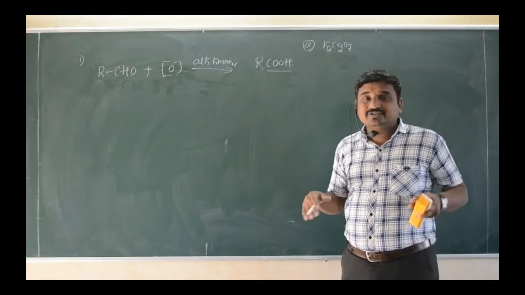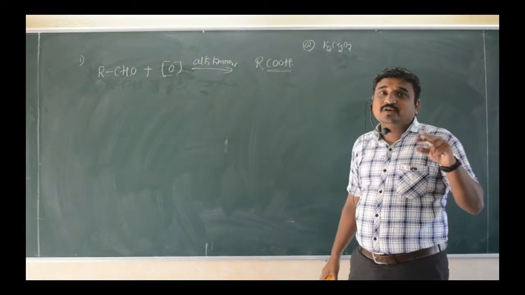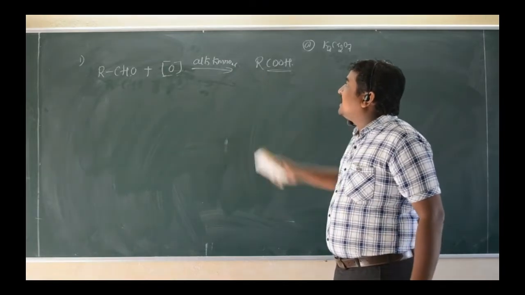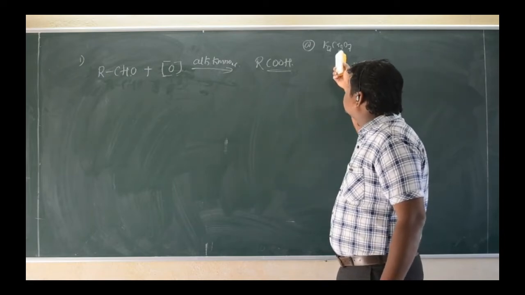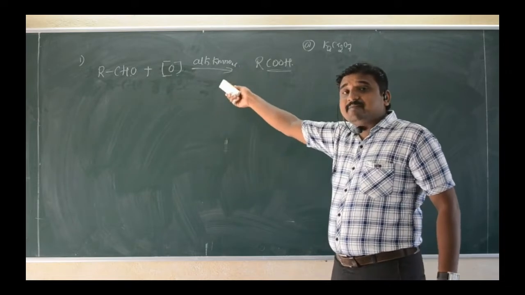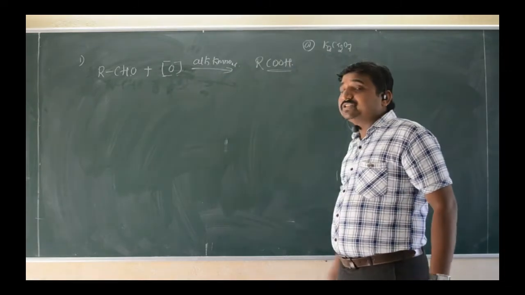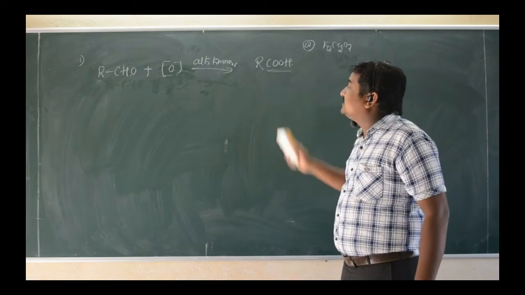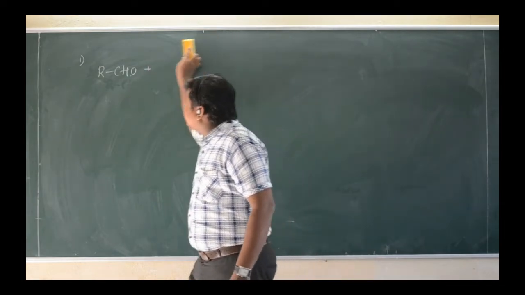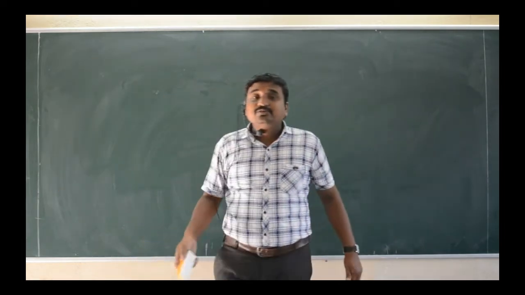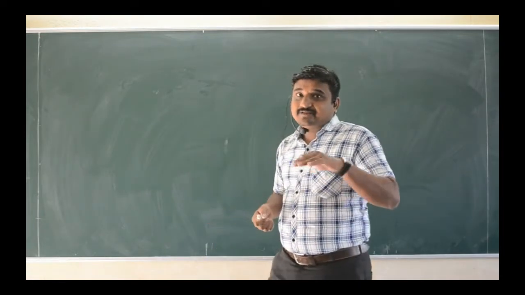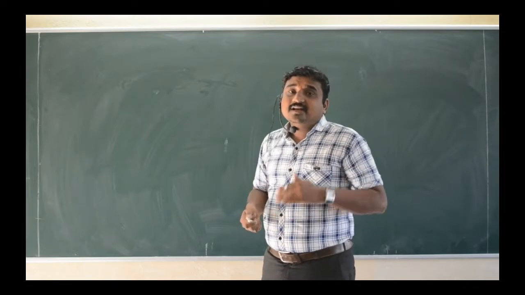Already the first oxidation reactions, these are the two reactions: Tollens' test and Fehling's test, and the third one is alkaline KMnO4 or acidified K2Cr2O7. These two are the oxidizing agents. When aldehyde reacts with alkaline KMnO4 or acidified K2Cr2O7, there is a production of what here? Acid. So this is another oxidation reaction. Here alkaline KMnO4 or acidified K2Cr2O7 are the oxidizing agents, so the aldehyde is oxidized to acids.